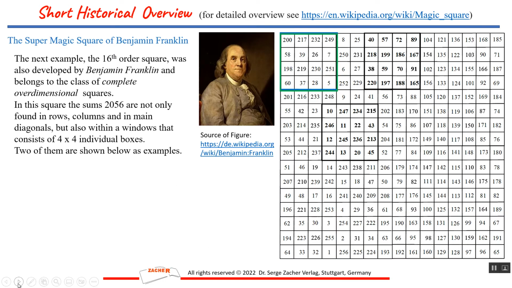The supermagic square of Benjamin Franklin. The next example, the 16th order square, was also developed by Benjamin Franklin and belongs to the class of complete overdimensional squares. In this square the sum 2056 is found not only in rows, columns and main diagonals, but also within windows that consist of 4 by 4 individual boxes. Two of them are shown below as examples.